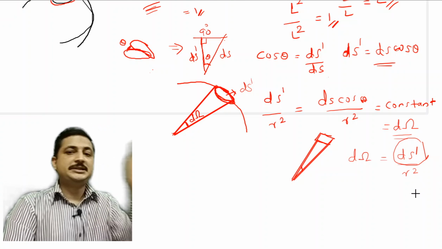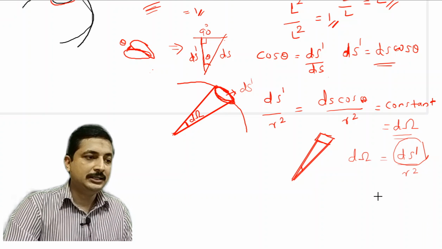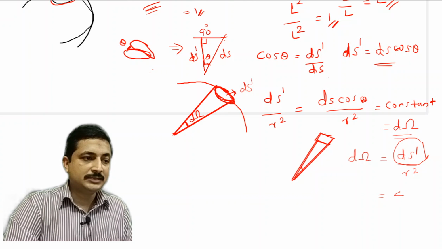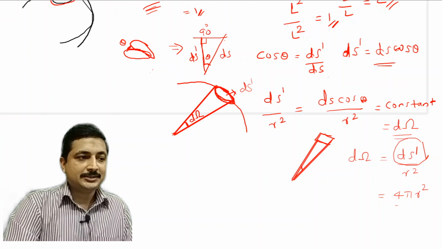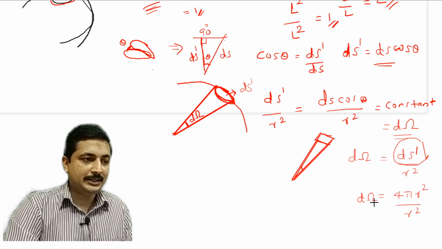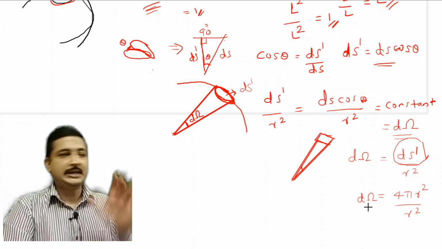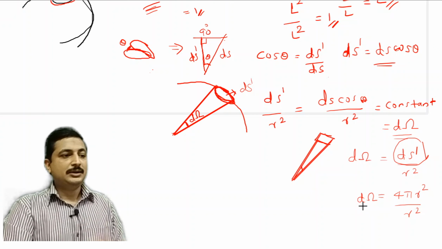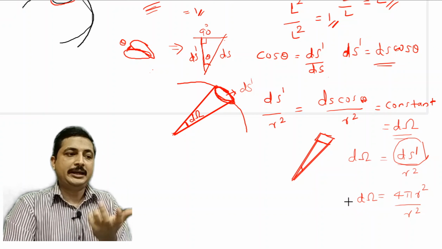What is the surface area of a spherical structure in general? It is 4 pi r square. Is it not? So this is nothing but d omega. In our case it is d omega, right? Usually it is omega if it is the entire surface. So this is basically solid angle omega, right?